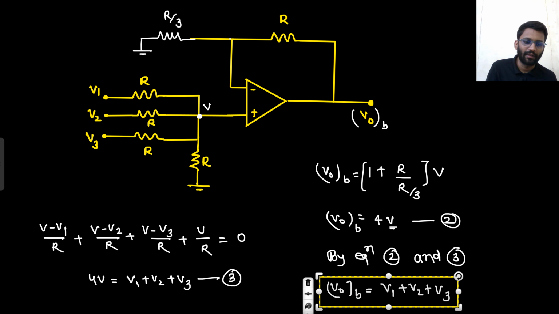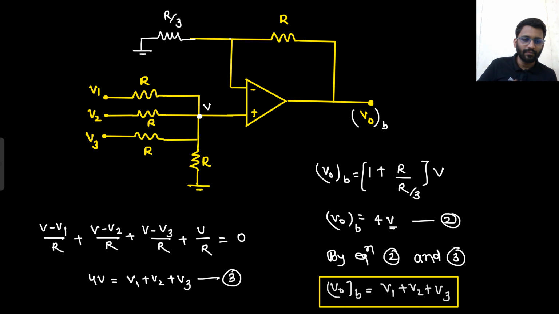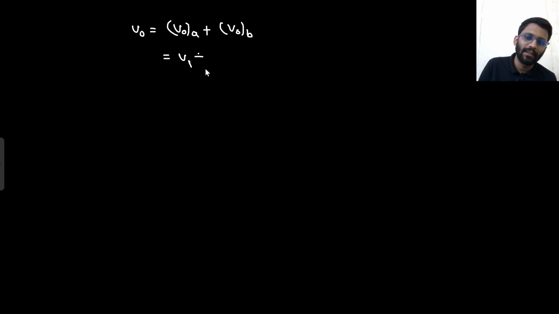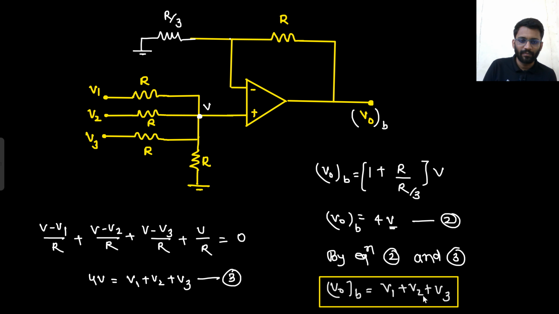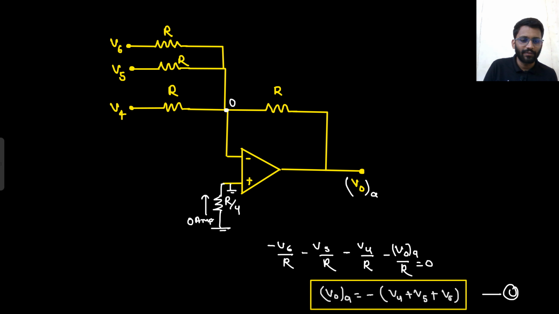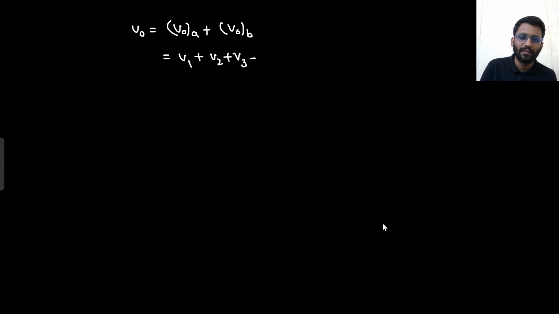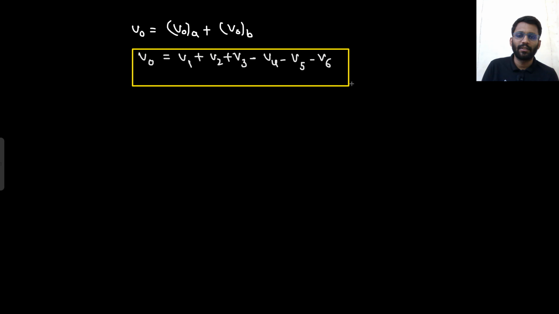So what is your total V naught? V naught is V naught A plus V naught B. Your V naught B was V1 plus V2 plus V3, and your V naught A was minus of all of them: minus V4 minus V5 minus V6. So this is what you get at the output. Very simple kind of question, very easy.